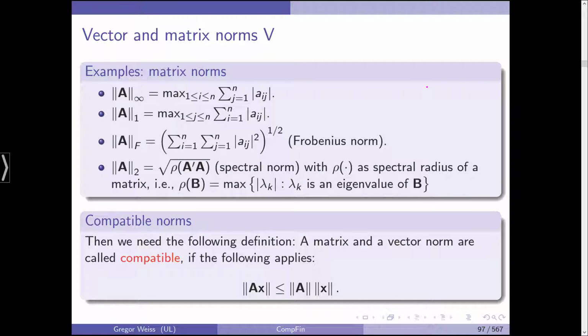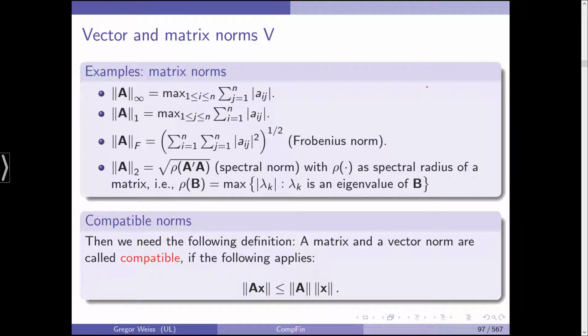And finally, we have the L2 norm, which is also called the spectral norm. Here you take the square root of rho of A transpose times A. In this case, rho of matrix B is the spectral radius, defined as the maximum absolute eigenvalue of this matrix. So this is the spectral norm.